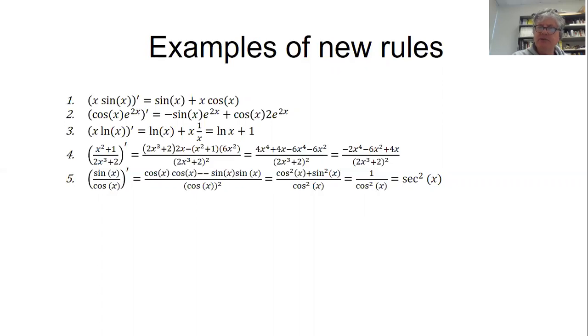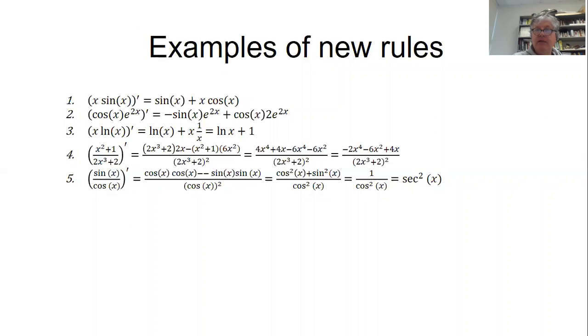Sometimes you've got to do a little bit of tidying up of the answer. For example, the next one, we've got x times ln of x. The derivative of x is 1. So we take 1 times ln of x plus x times the derivative of ln of x, which is 1 on x. X times 1 on x is 1. So this has another extra step. We get the derivative being ln of x plus 1.